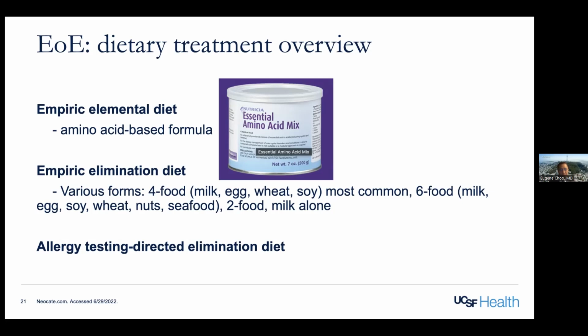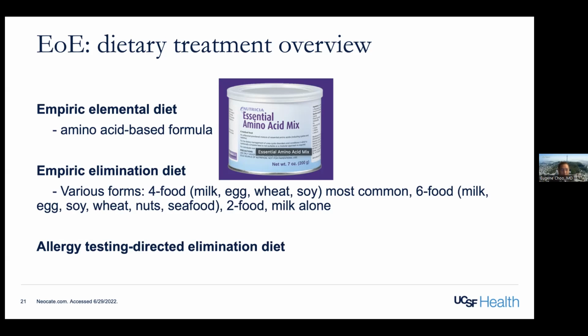And this is the most effective. Basically you're no longer eating real food, as you can see from that can over there. You're basically just eating formula, essentially amino acid formulas. So it's the most effective, but by far the least tolerable, especially for an adult. And so it's not the most popular choice, as you might imagine.